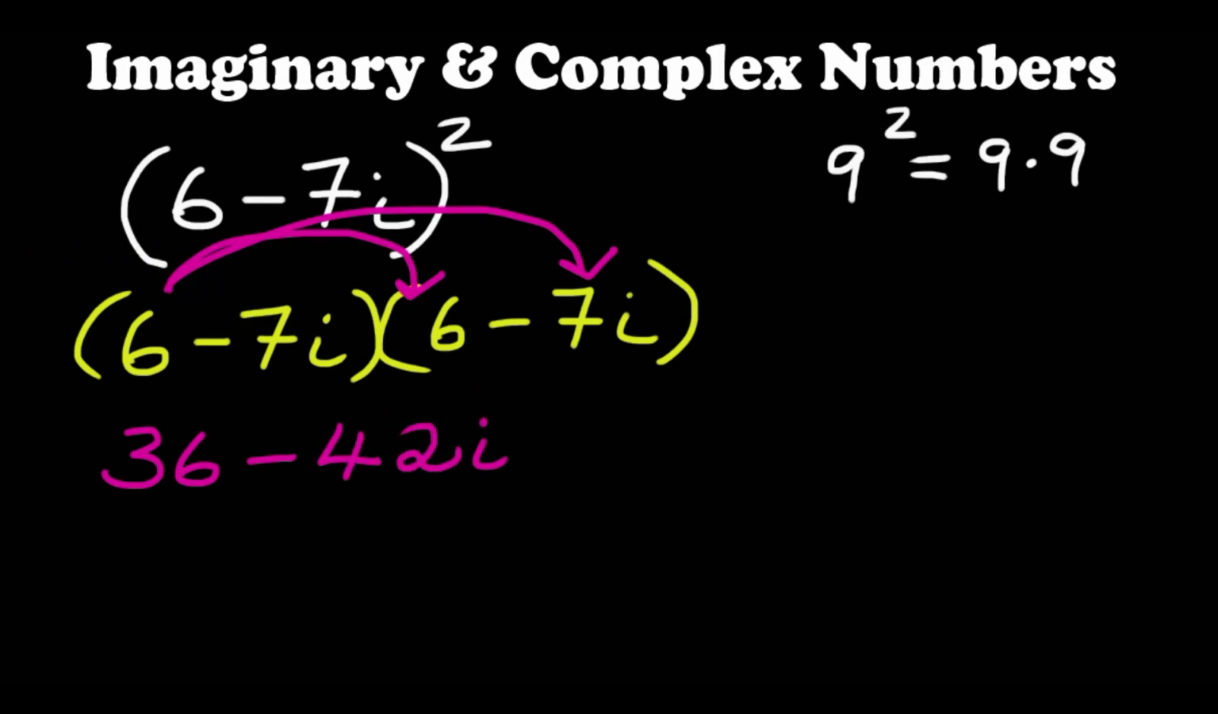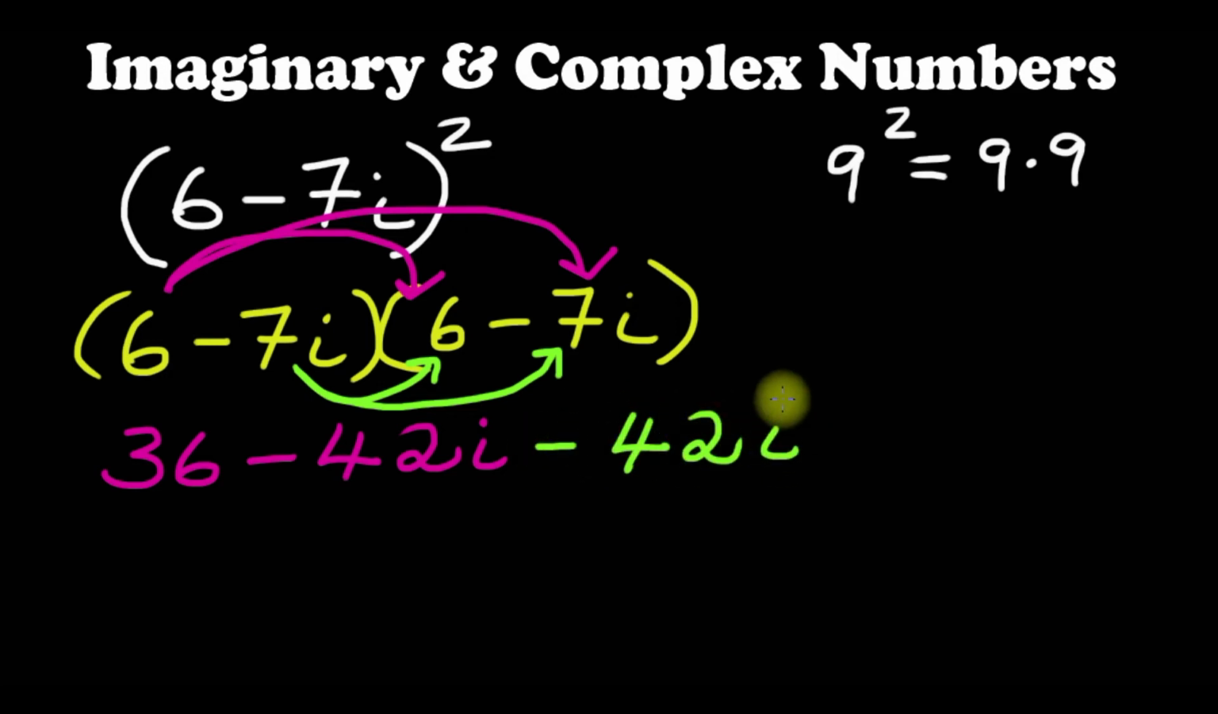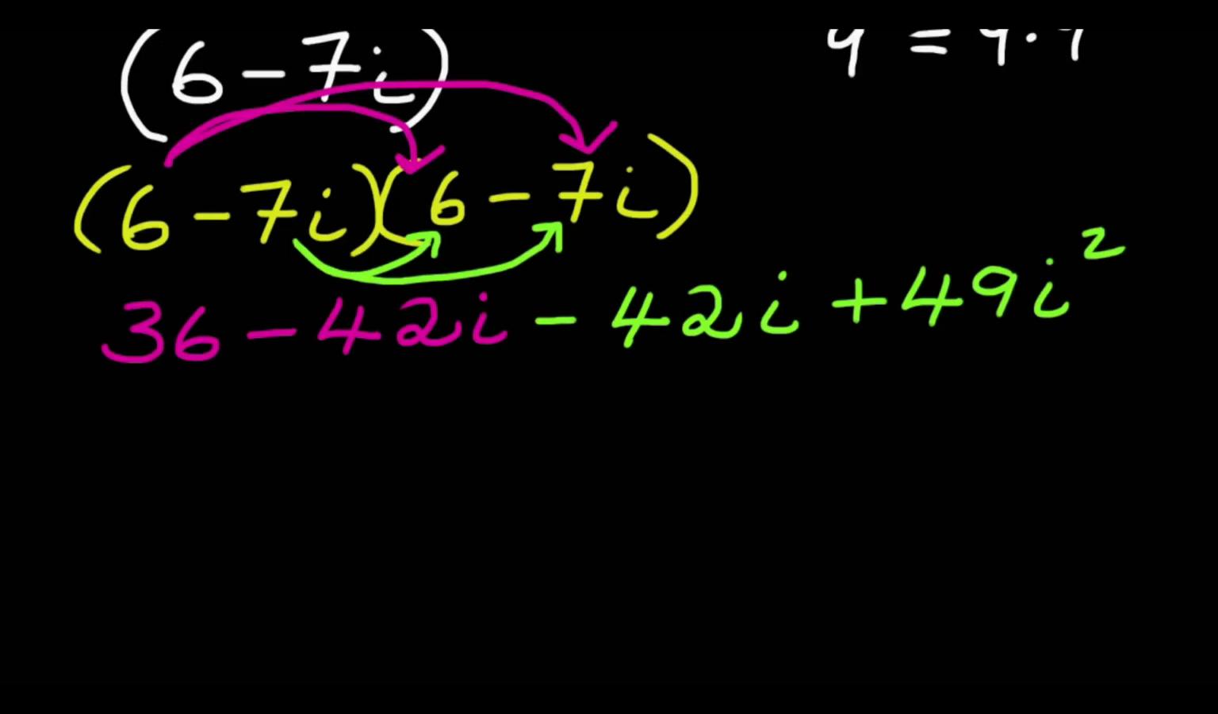Okay, and then we're going to do the exact same thing. Distribute the negative 7i. So negative 7i times 6, and then negative 7i times negative 7i. So here's going to give you negative 42i. And then negative times negative is positive 49i squared. Okay, now we're going to simplify.